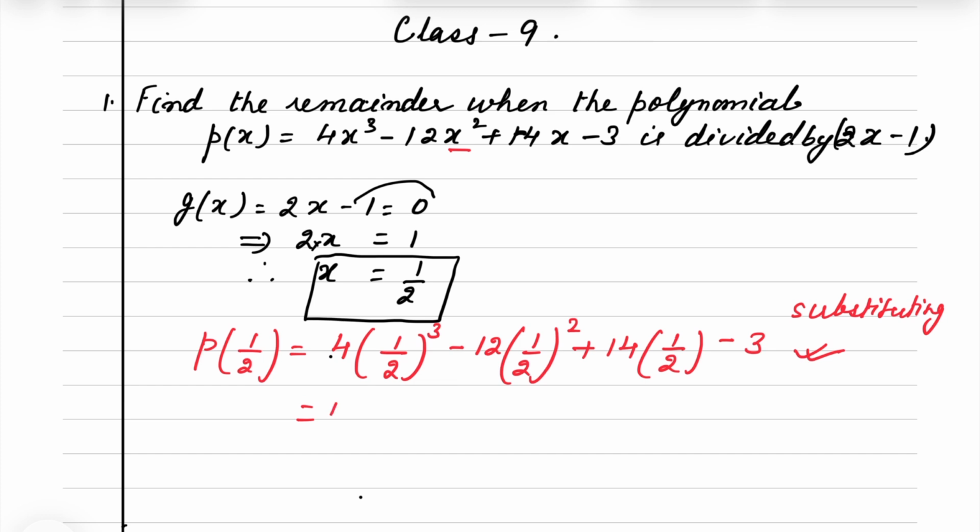So simplification you do, that is (1 by 2) cube, that is 1 cube is 1, 2 cube is 2 into 2 into 2, so it is 8. So quickly you do, you learn the cubes of some numbers till 11 and 12. That will help you in quick calculation. Now here (1 by 2) square. So 1 square is 1, 2 square is 4. So this 14 into half is there.